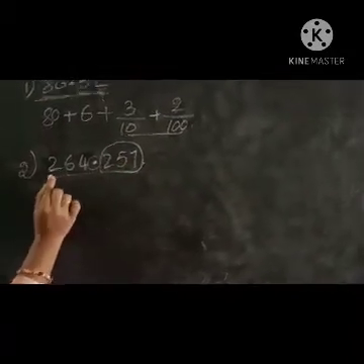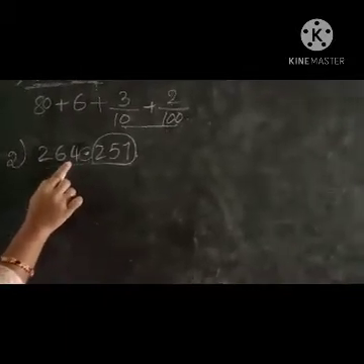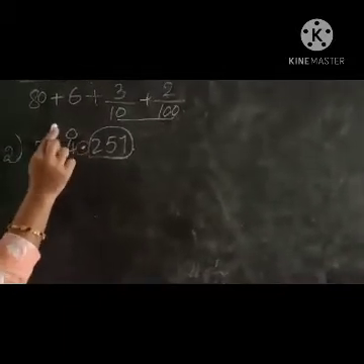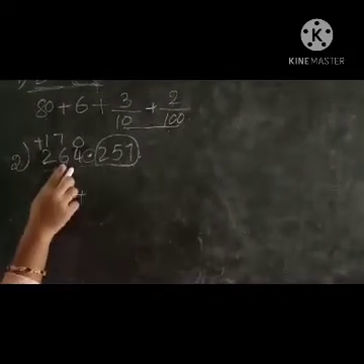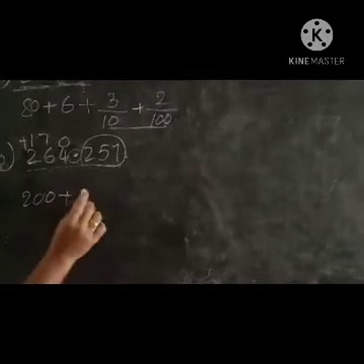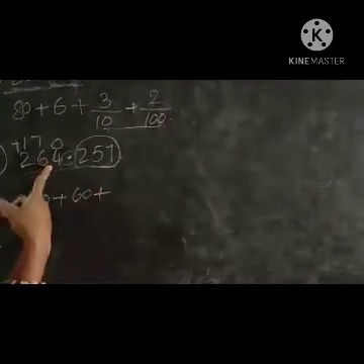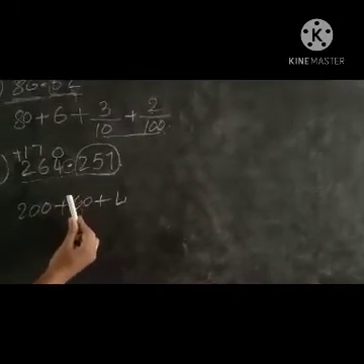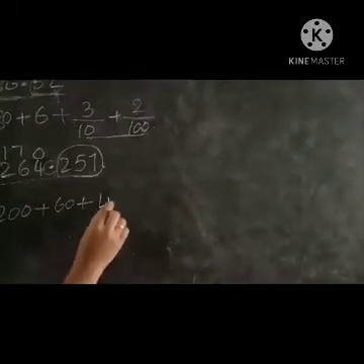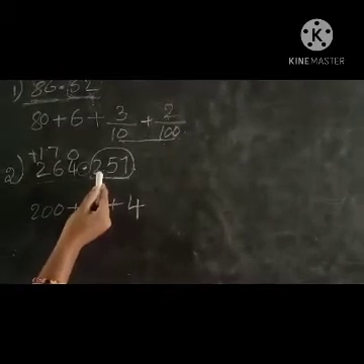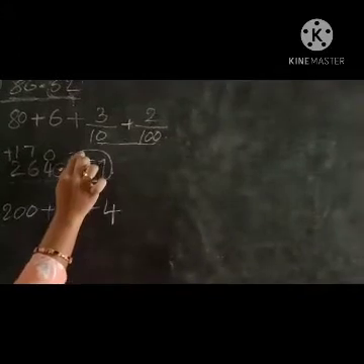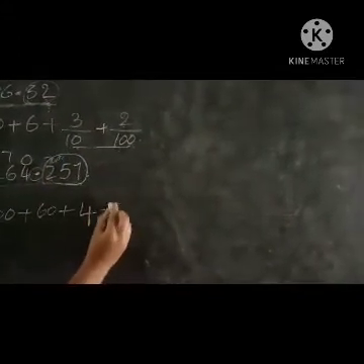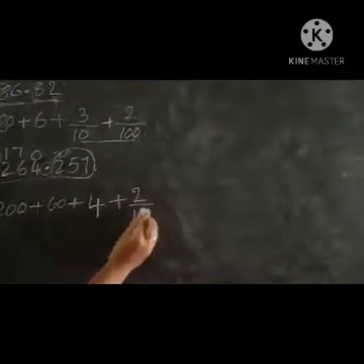See here, we have to write this number as usual. We know the expanded form. No, see here, this is ones place, tens place, hundreds place. So 200 place. Here tens place, what is the number? 6 is there. No, 60 place. In ones place, 4 is there. Yes. Okay. Now see here, what is the decimal part? See, what is the number here? 2 is there. 2 is in which place? Yes, tens place. So place 2 by 10.